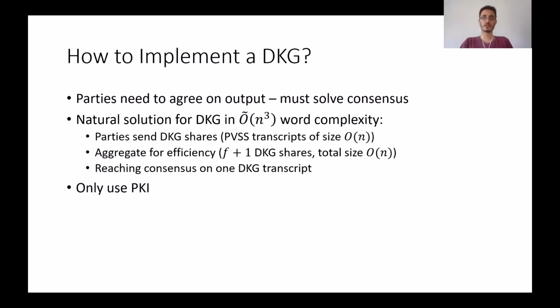Now, the final step is just reaching consensus on one of those DKG transcripts. And once we've done that, we're pretty much done. Now, it is important to note that we can only use a PKI throughout this protocol. We cannot use a specialized setup. So for example, we cannot assume we have threshold signatures because what we're trying to do is to set up threshold signatures using our DKG.